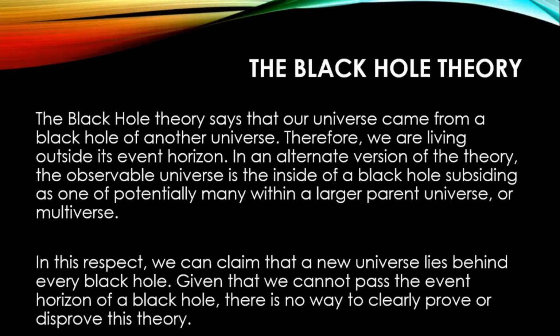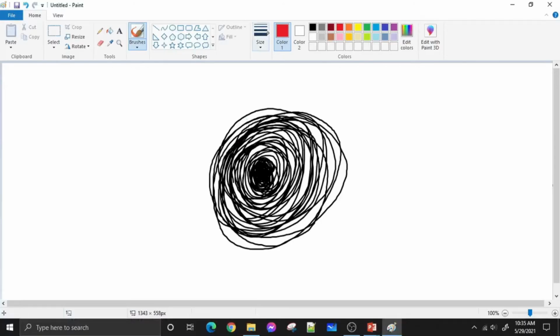So with the black hole theory, it is said that our universe came from a black hole of another universe. So this is a fine line here. Let me draw that fine line. This is universe 1.